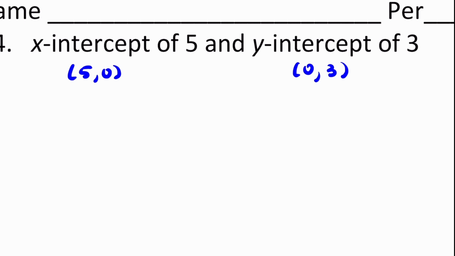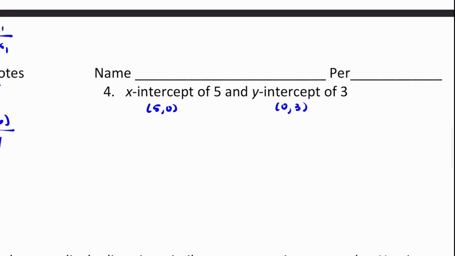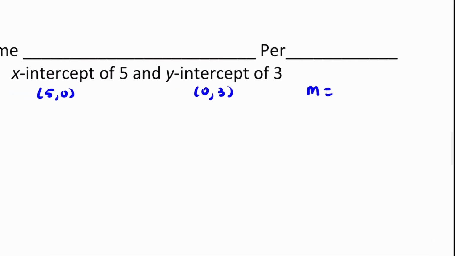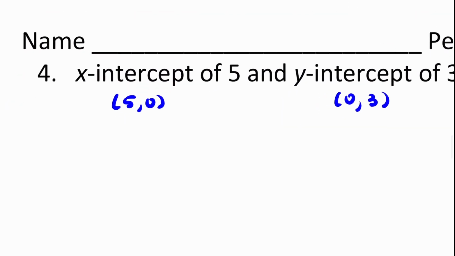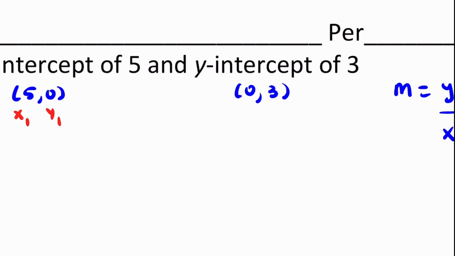So what do I really need to do? The first thing that you have to do is just figure out the slope. Remember, the slope formula is m equals y sub 2 minus y sub 1 all over x sub 2 minus x sub 1. This is my first point, and this is my second point, (5, 0). So 5 is going to be x sub 1, and 0 is going to be y sub 1. (0, 3), again, that's my second point. So 0 is going to be my x sub 2, and 3 will be my y sub 2.